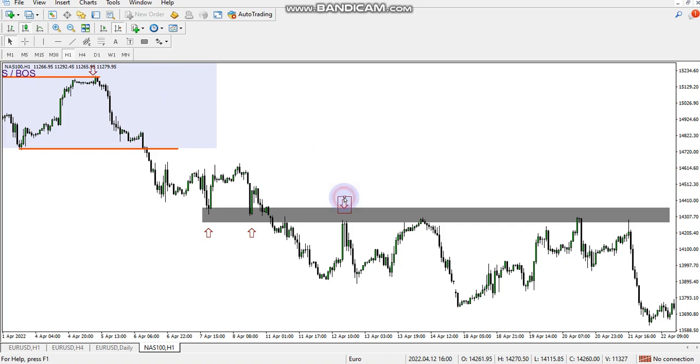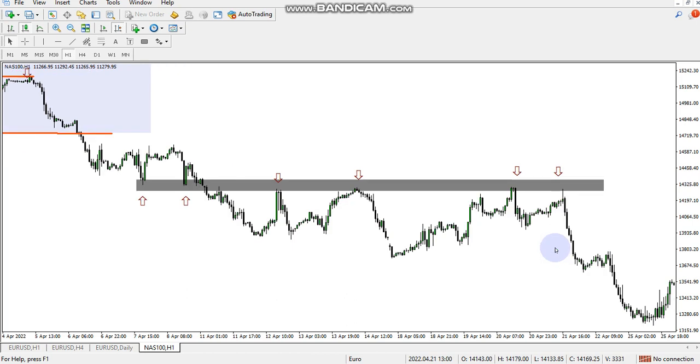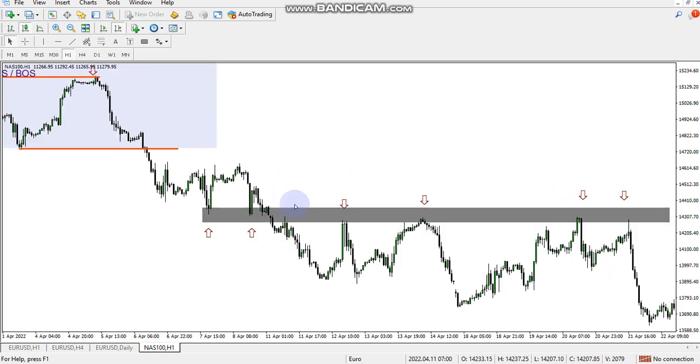One entry, second entry, third entry, fourth entry. So guys, if you can check here, we had how many? One, two, three, four, like four opportunities. So that's why we say Forex needs patience. Why? Because sometimes you can sell here in the first one, and then the market comes back for a retest, and then it comes back.